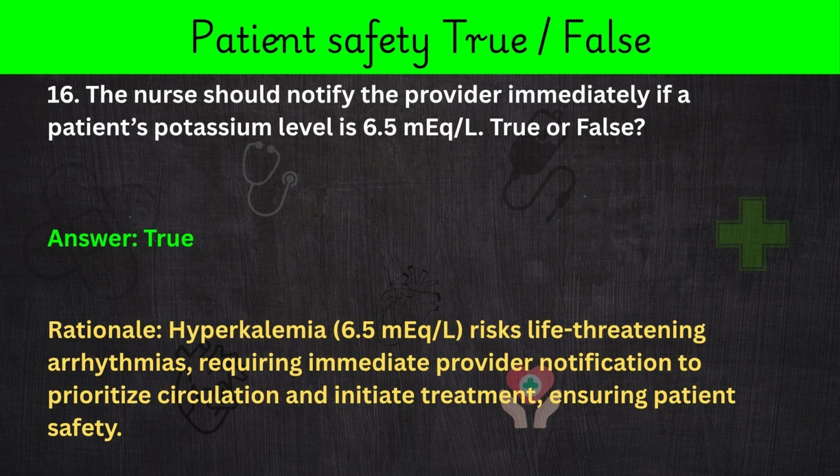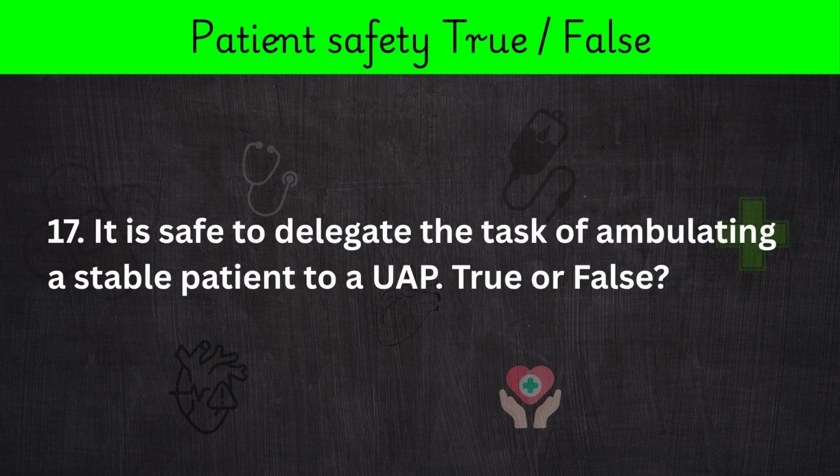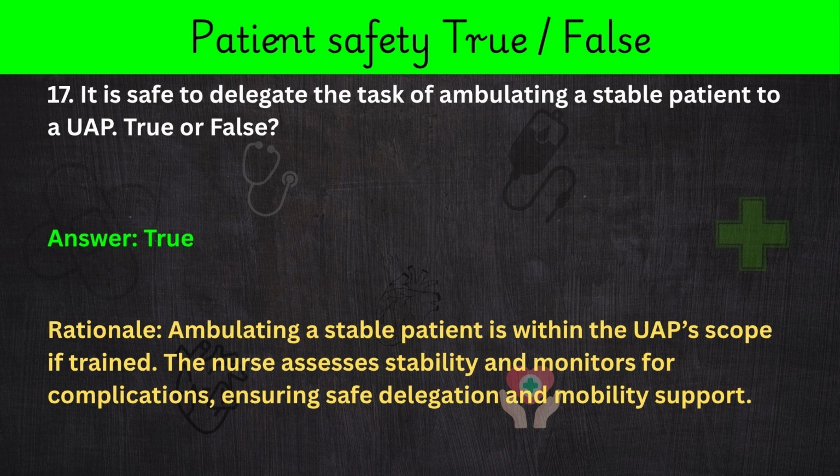17. It is safe to delegate the task of ambulating a stable patient to a UAP. True or false? Answer: true. Rationale: Ambulating a stable patient is within the UAP scope if trained. The nurse assesses stability and monitors for complications, ensuring safe delegation and mobility support.